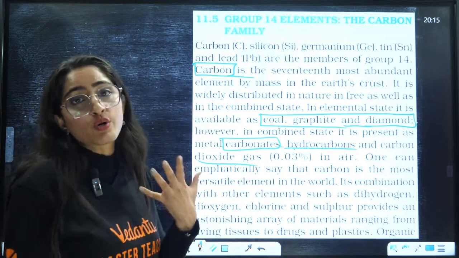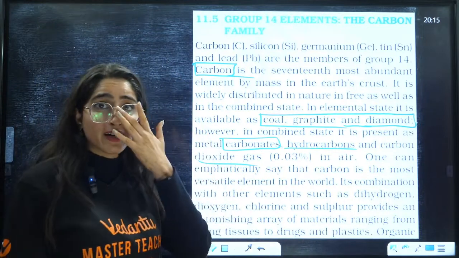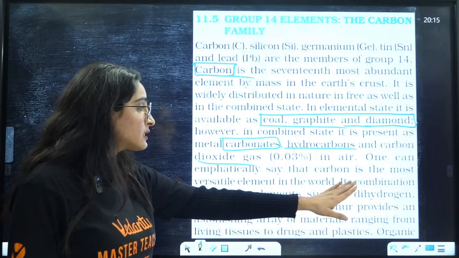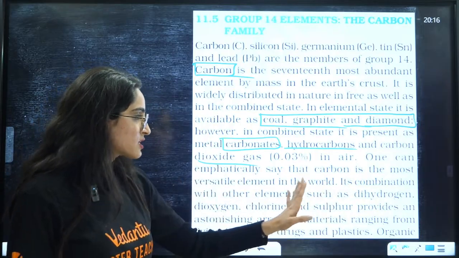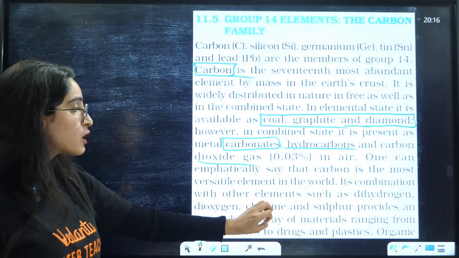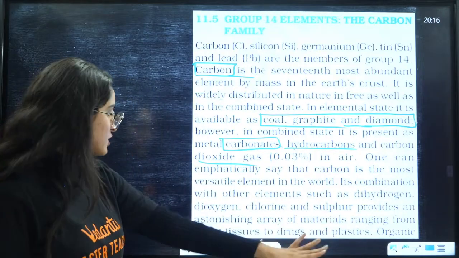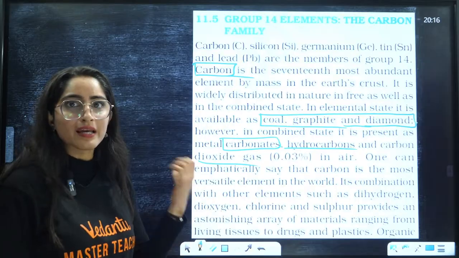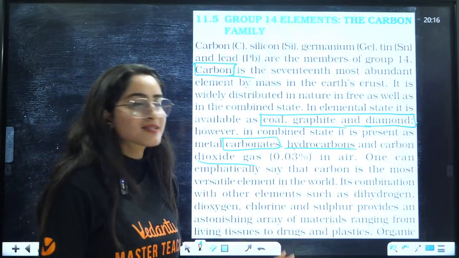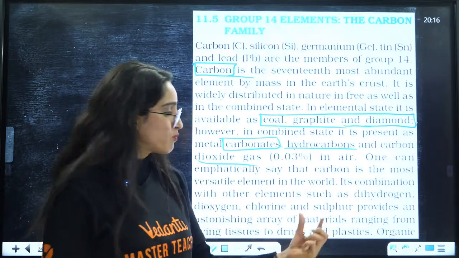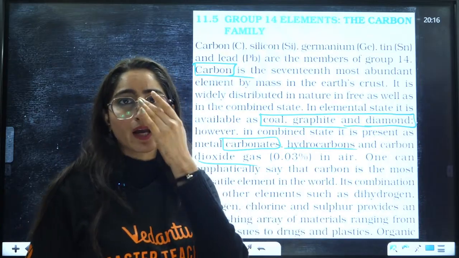In our body also it is existing, as carbohydrates, we have carbons. Its combination with other elements such as dihydrogen, dioxygen, chlorine, sulfur provides an astonishing array of materials ranging from living tissues in our body to drugs and plastics that we see around. Plastics means polymers they are talking about.